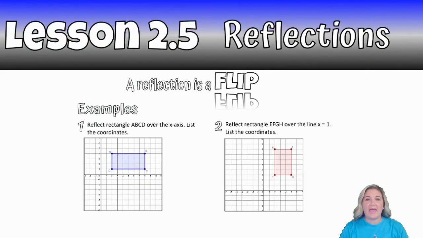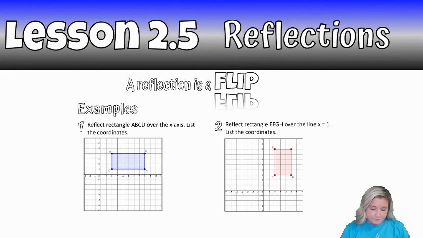All right, guys, we're going to look at reflections now. So, reflections are just a flip. We're going to flip over the x axis, we'll flip over the y axis. You also can flip over a vertical line, which would be x equals some sort of number, and then a horizontal line, which would be y equals some number. And then we can also reflect over the line y equals x.